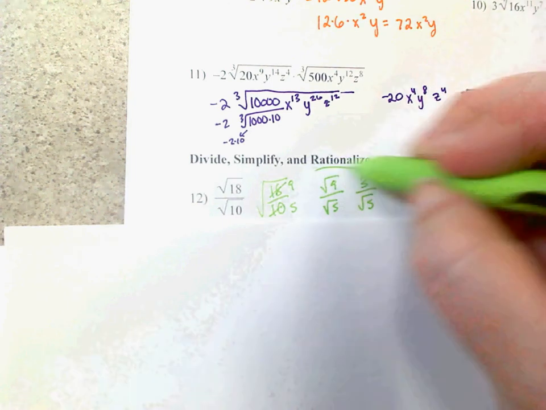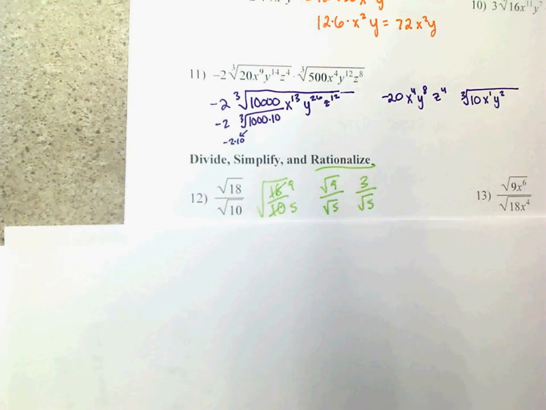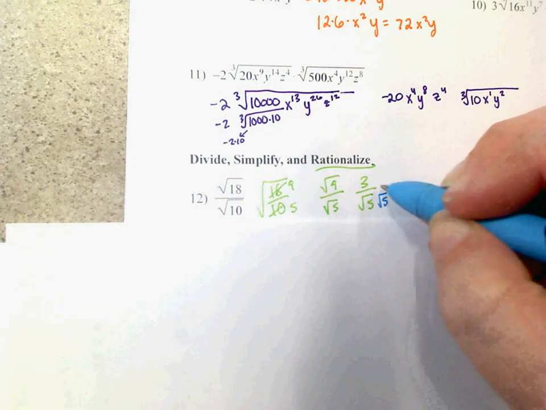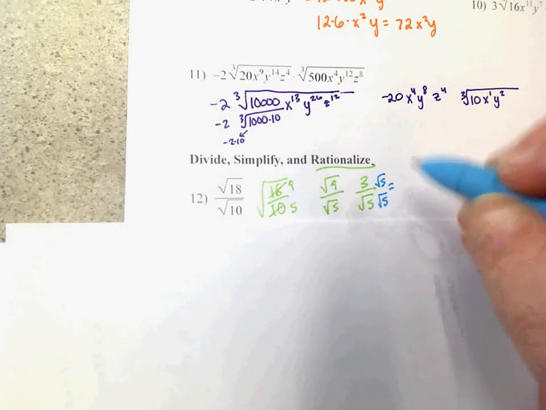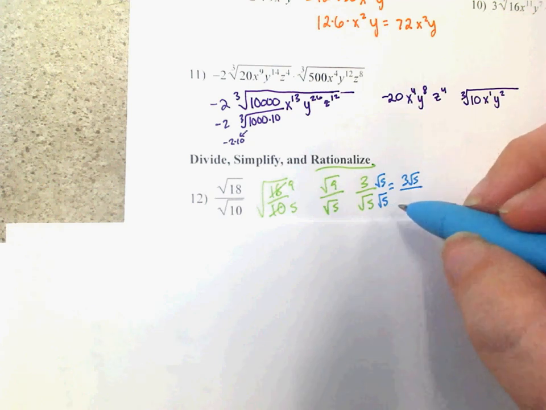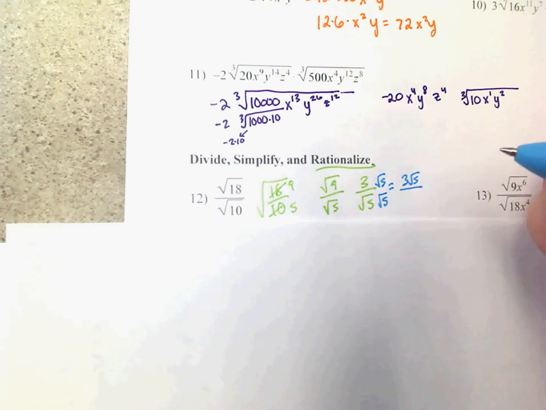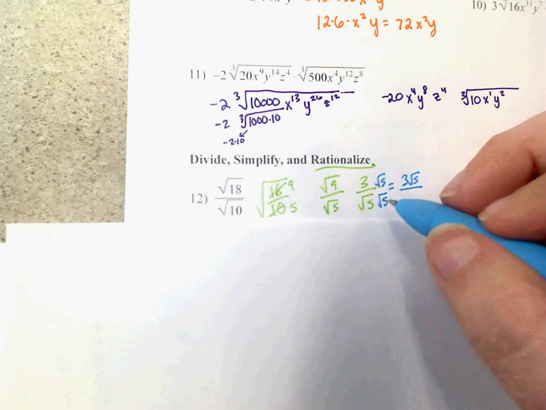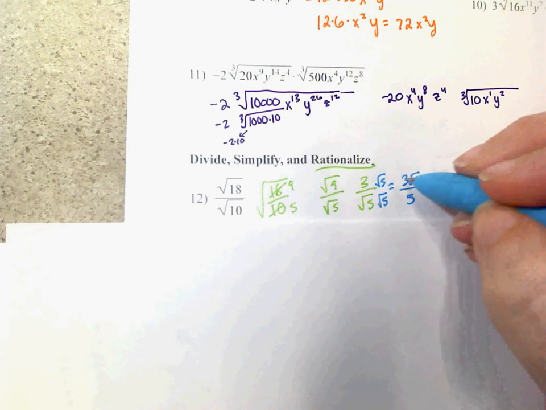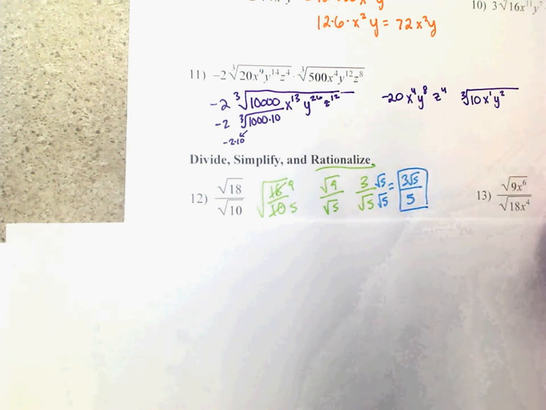And I know that if I multiply by the square root of 5 on top and bottom, then I'm going to be left with 3 square roots of 5 divided by the square root of 5 times the square root of 5, which is not just gone. A lot of you are just like, it goes away. That's not true. The square root goes away because it's square root of 5 times square root of 5, which is just 5. So my final answer is 3 square roots of 5 over 5.